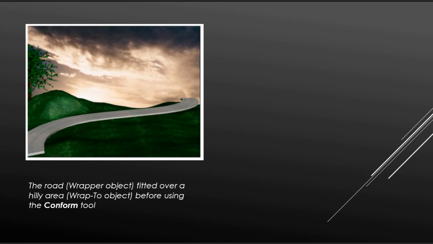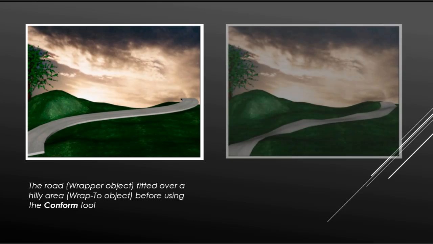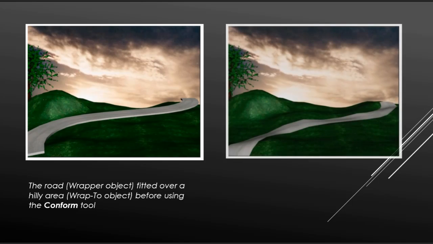To create a conform object, you need two objects. One of those objects will be used as the wrapper object and another as the wrap-to object. Position both the objects. Select the wrapper object and then choose the Conform tool from the Object Type rollout in the Compound Objects. Choose the Pick Wrap-To Object button in the Pick Wrap-To Objects rollout.